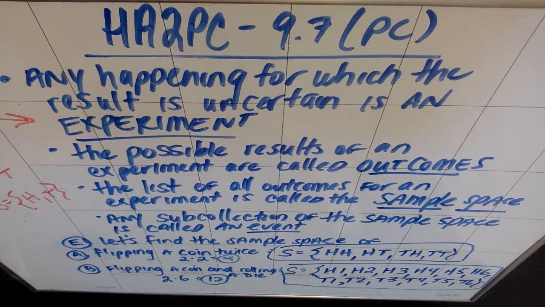So again, for A, my event could be flipping the same thing twice, heads, heads, and tails, tails. Or for B, flipping a coin and rolling a die, maybe my event is getting heads and a prime number, which would be H2, because 2 is prime, H3, because 3 is also prime, and H5, because 5 is also prime. And those are the only 3 outcomes out of the total 12 that would meet the guidelines for that event.